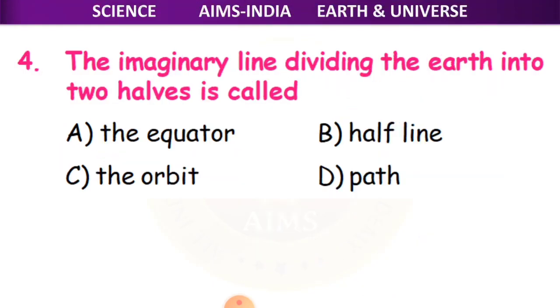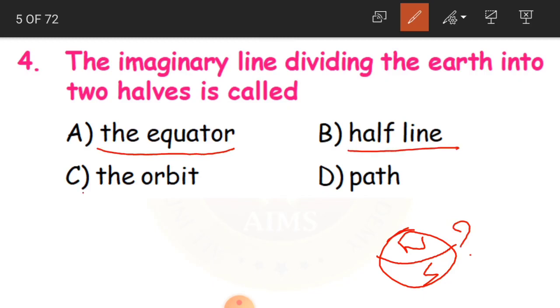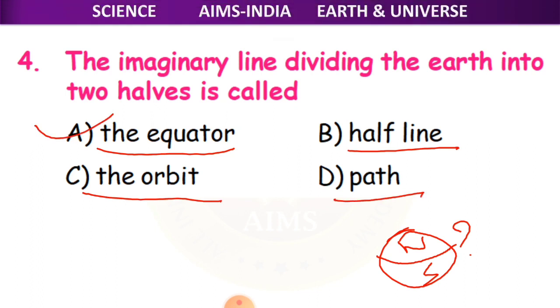Clear, children? Now the fourth one, the imaginary line dividing the earth into 2 halves is called. We have learned that the earth has an imaginary line which divides it into 2 parts, the northern hemisphere and the southern hemisphere. What is this called? Is it the equator, half line, orbit or path? The answer is the equator, option A.